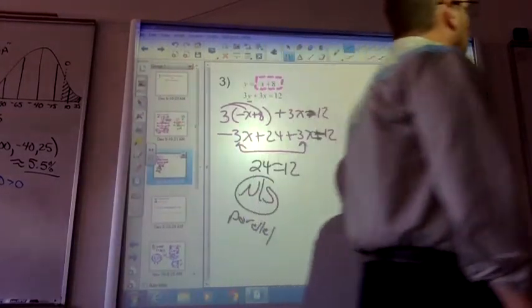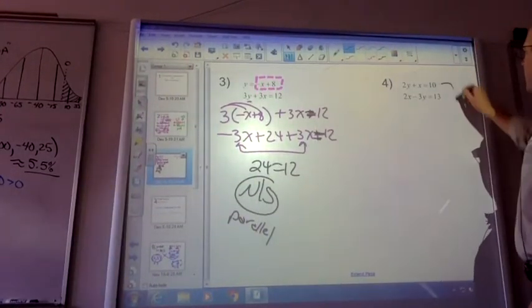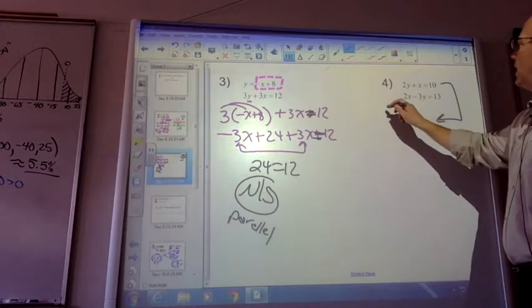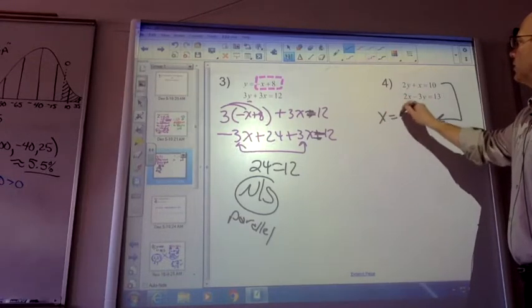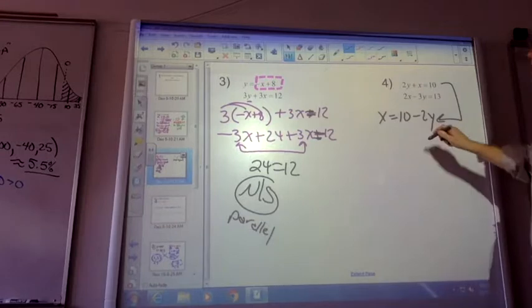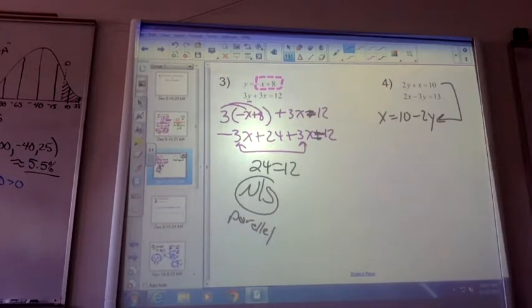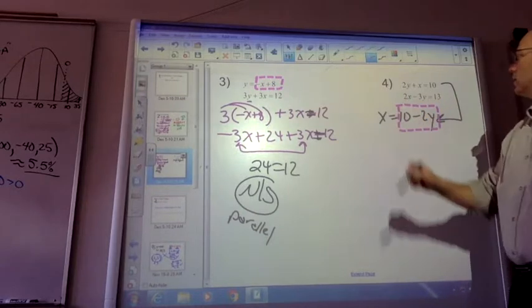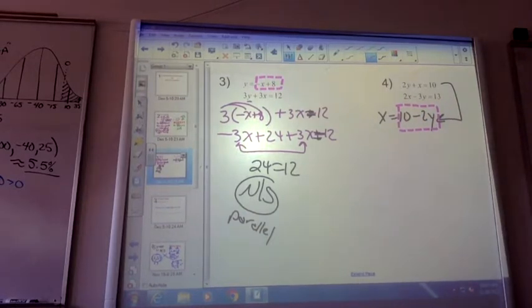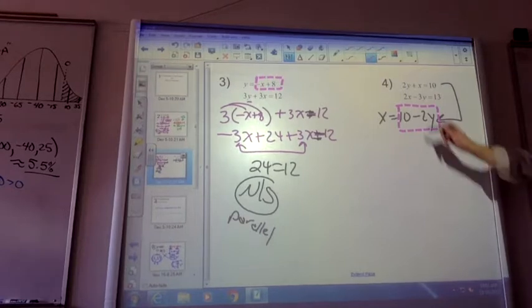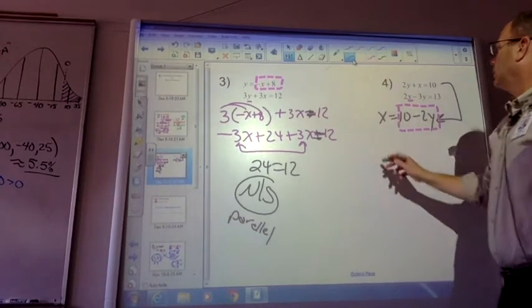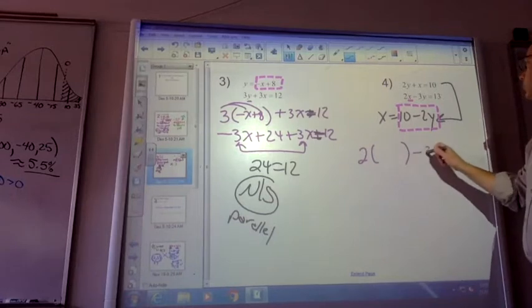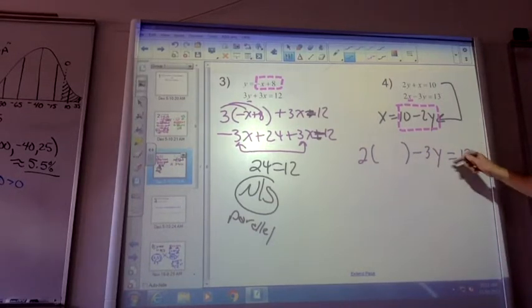Problem number 4. I'm going to modify this top equation to give me this. x equals 10 minus 2y. What did I do to that top equation? I just manipulated it to give us x equals something. So now I know x equals something. I'm going to take this. Here, bless you. What am I going to do with that? Plug it in right here, right? All right, so I have 2 parentheses minus 3y equals 13.